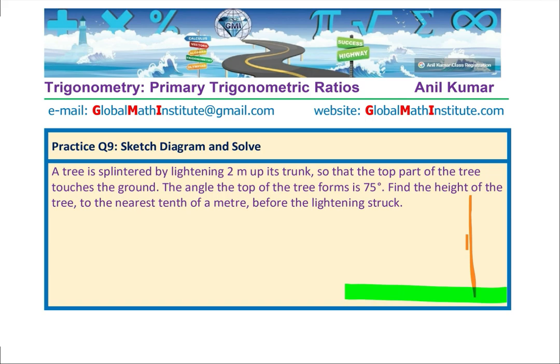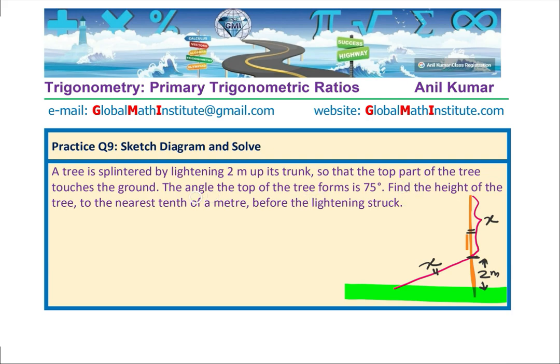And therefore, what really happened was that this top portion of the tree comes down, right? So when it comes down, it hits like this. Do you see that? That is the situation. So the point where the lightning struck is this, which is 2 meters up. So this is 2 meters from the ground, right? Now let's say this distance was x. In that case, this distance is also x because it just fell down, right? The top fell down like this.